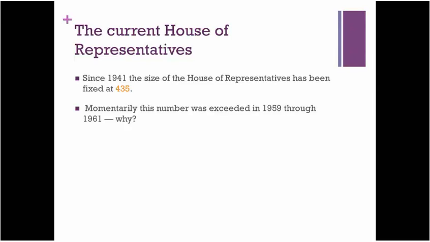All right, looking at the House of Representatives, since 1941, the size of the House has been fixed at 435. Before that, it could be variable, but to avoid certain sorts of wrangling and to stop the House from growing any larger, in 1941 it was fixed at this size. Now, actually, that number was exceeded momentarily in the years 1959 through 1961, but that was simply because there were two new states in the United States, namely Alaska and Hawaii, the most recently admitted states to the Union.